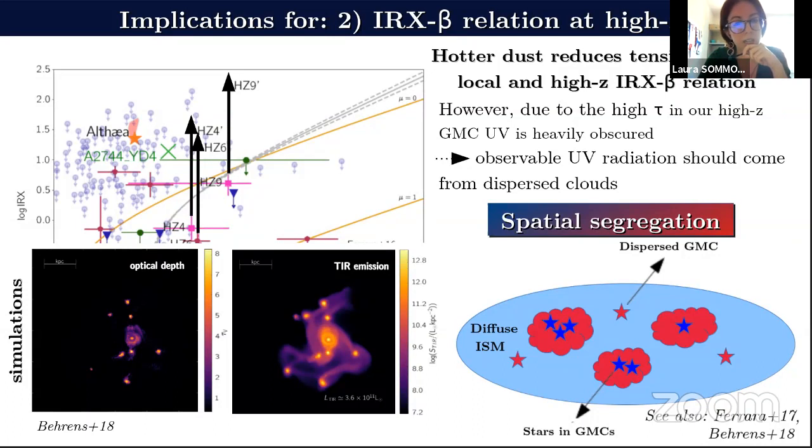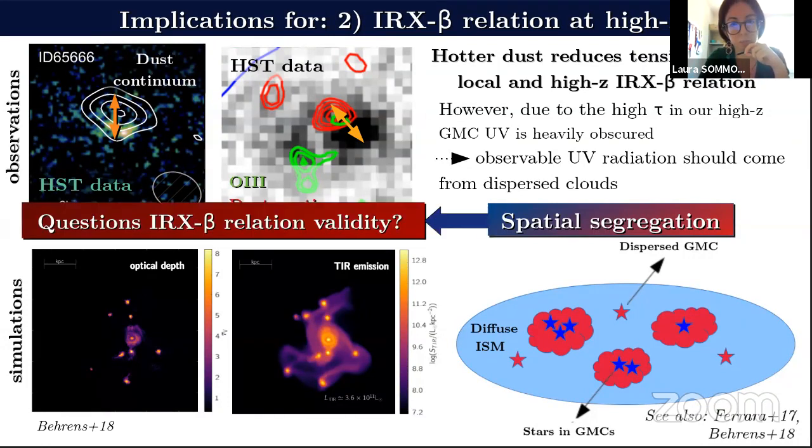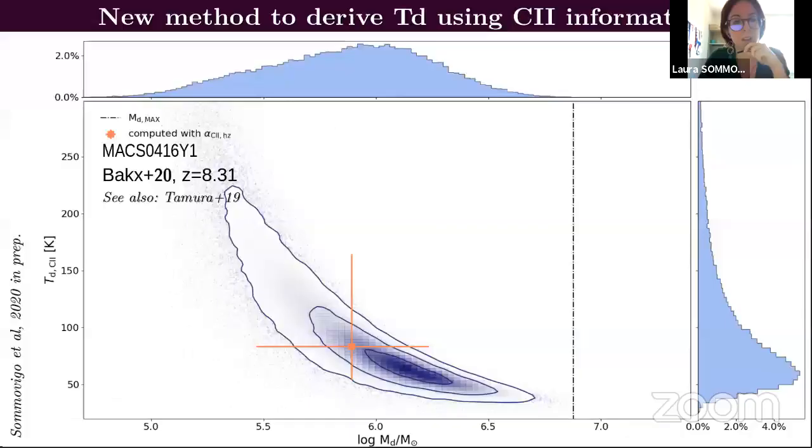And this is also in line with some recent observations, such as the one by Bowler 2018 and Laporte 2019, which observe a spatial offset between the HST data and the ALMA data, so between the UV emission and the dust continuum emission. This might lead us to question the validity of the IRX-beta relation at high redshift, since this relation assumes the co-spatiality of the 2 emitting regions, so the UV and the far-infrared emitting regions.